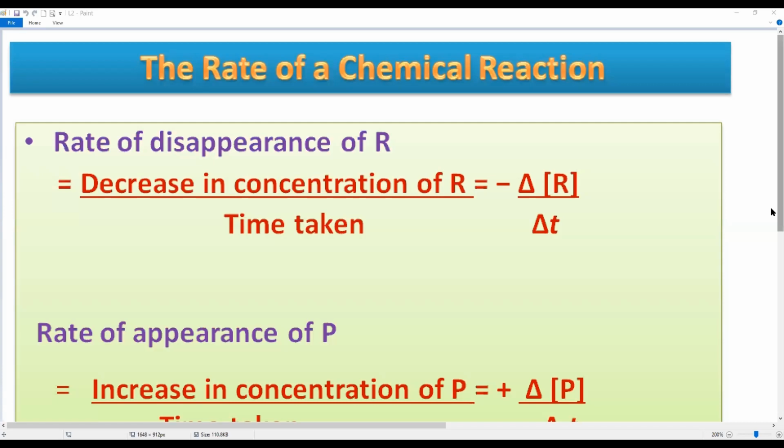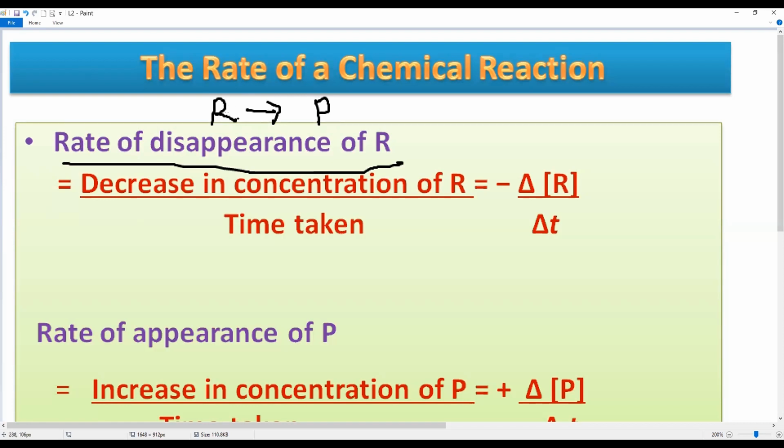So in these slides, you can clearly see the reaction: if I'm considering R forming a product P, right? This is the simple reaction we studied in the previous slides. So R is forming a product P. This is a hypothetical reaction. So you can write the rate of any chemical reaction either in terms of the reactant, and I have written over here the rate of disappearance of R.